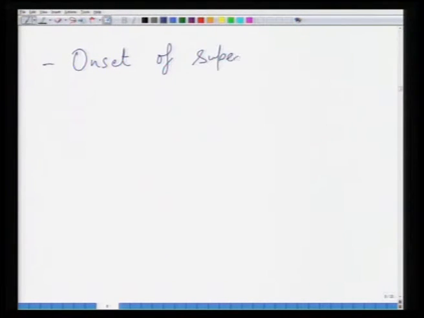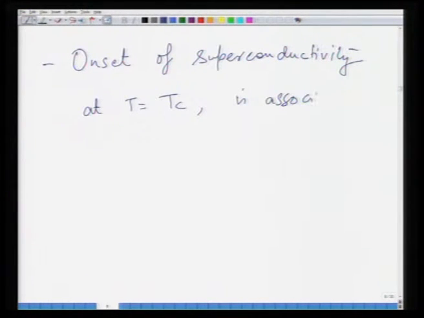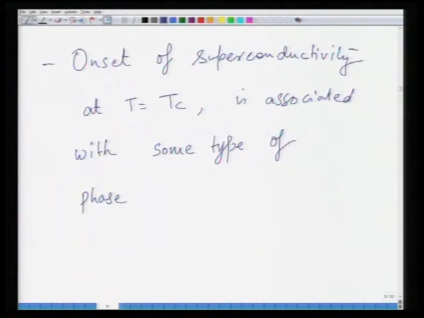So essentially what you can say is that the onset of superconductivity at T equal to Tc, which is the critical temperature, is associated with some type of phase transition. Okay, so this is essentially physically what happens in superconductivity.